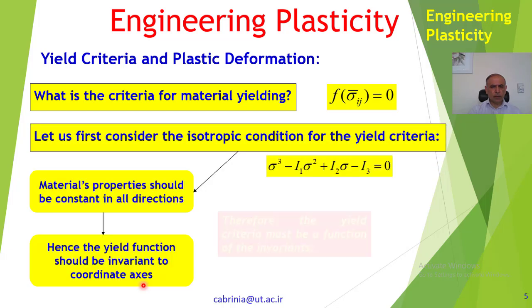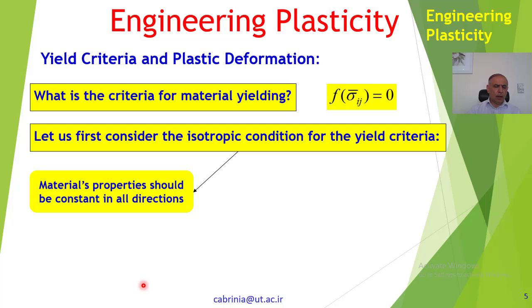Right. So now let us see. We set three conditions for our yield criteria. Material properties should be constant in all directions. This means the material is isotropic. So isotropy means this: properties constant in all directions.